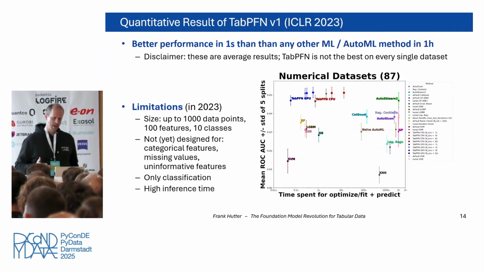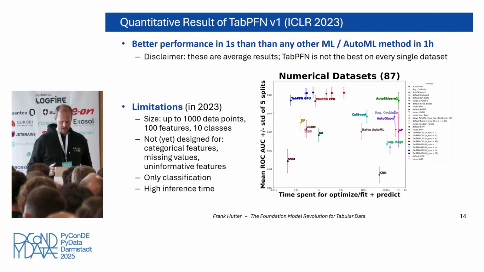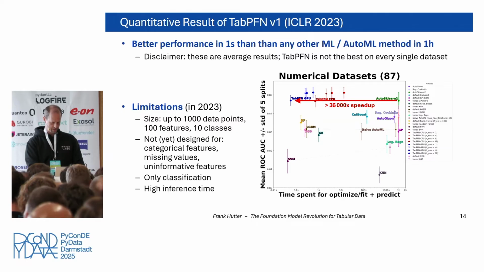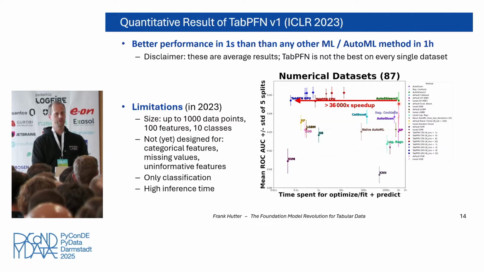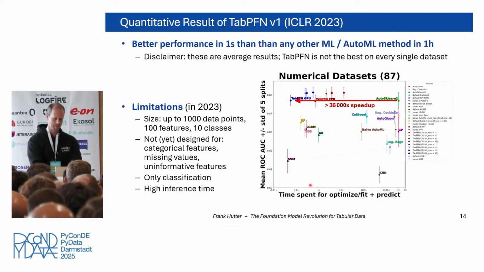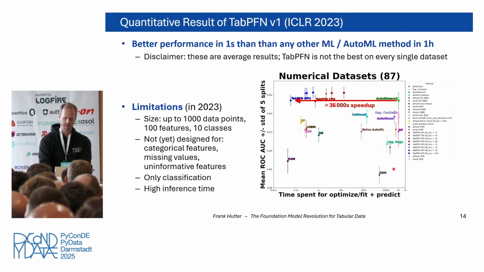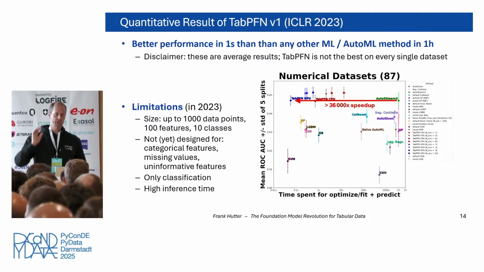Quantitatively, we had a paper at ICLR 2023 where on fairly small data sets, we showed that this was 36,000 times faster than auto-sklearn, which was the state of the art at the time. If you have a GPU. If you don't have a GPU, it's only 3,600 times faster, so like 1 second versus 3,600 seconds. But it had a ton of limitations.